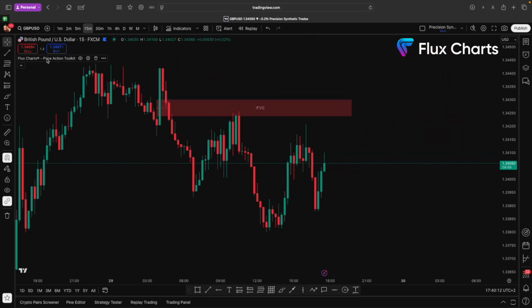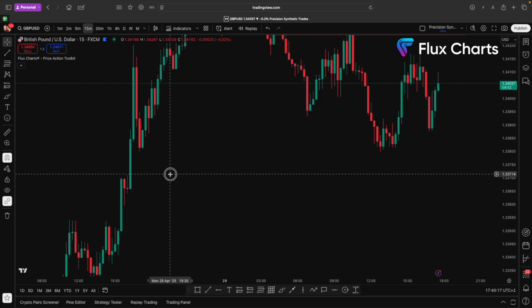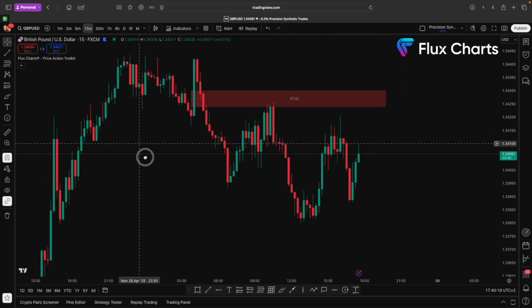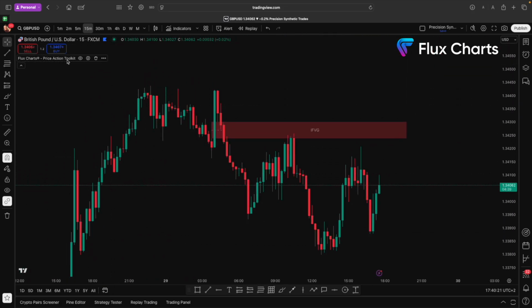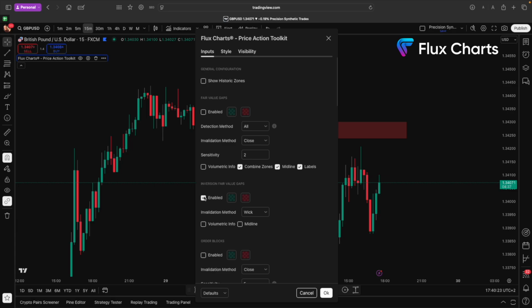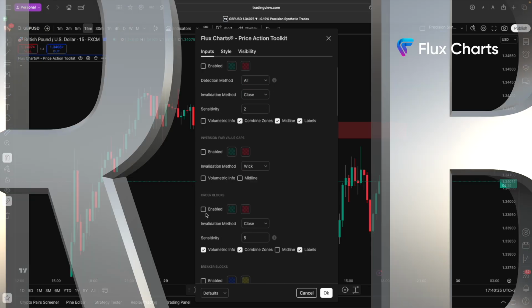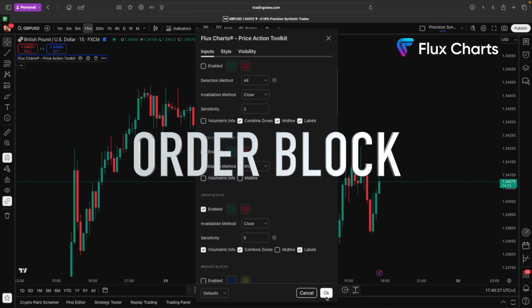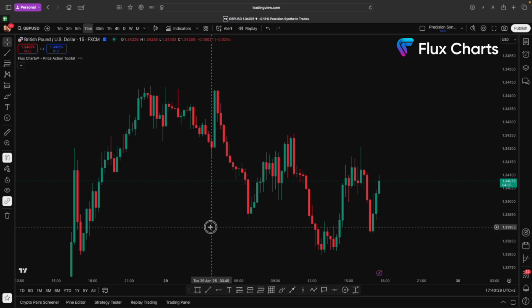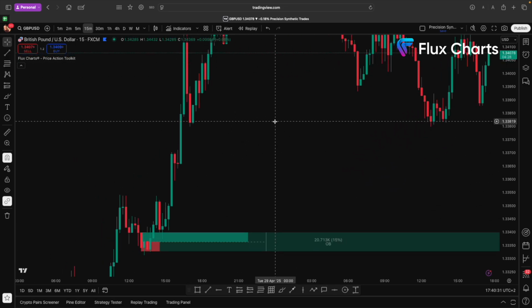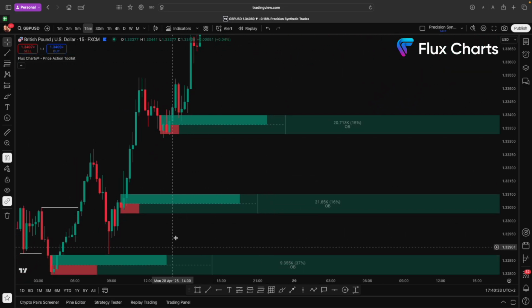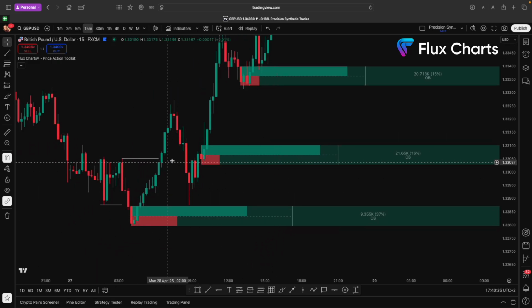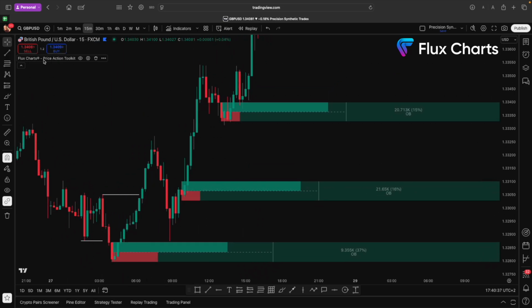So this price action toolkit from Flux Charts literally has everything. I'm going to go through everything and then I'm going to show you how we're going to put all of this together. So let's say you are an order block trader. Then you enable the order blocks. Here you can see it draws out the order blocks.